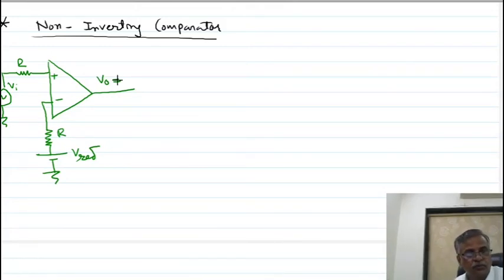What is my output voltage? In a non-inverting comparator, the input voltage is given to the non-inverting terminal and the reference voltage is given to the inverting terminal. This reference voltage may be positive or negative. Let us suppose the given reference voltage is positive and a sine wave input is given to the non-inverting terminal. Then what will your output be? That I am showing you. Look here.